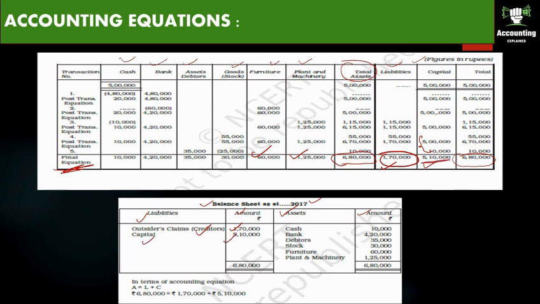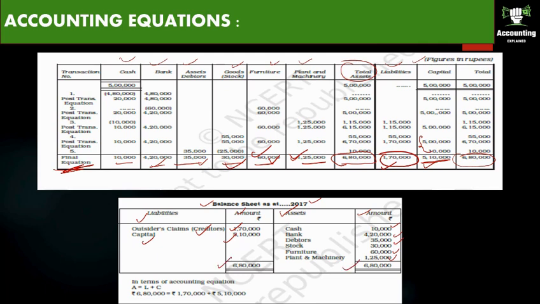Now we'll see the assets one by one. You have to take only the final amount. Cash is 10,000 rupees. Bank is 4,20,000 rupees. Debtors is 35,000 rupees. Closing stock is 30,000 rupees. Furniture is 60,000 rupees. Plant and machinery is 1,25,000 rupees. And when you total on both the sides, it is 6,80,000.